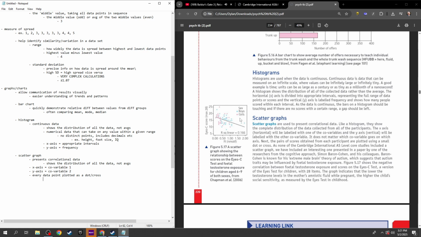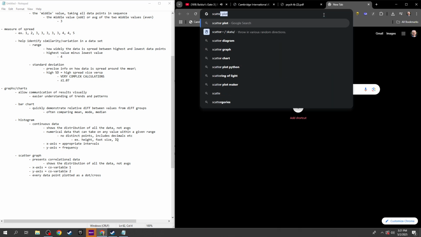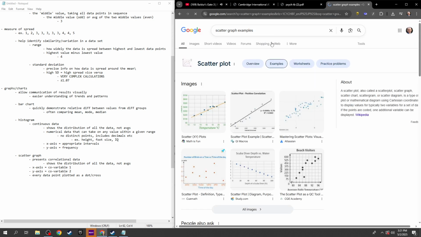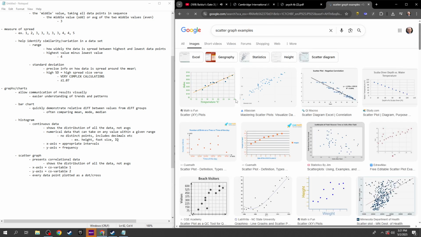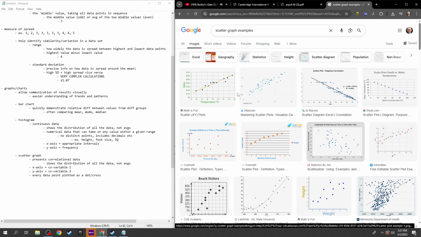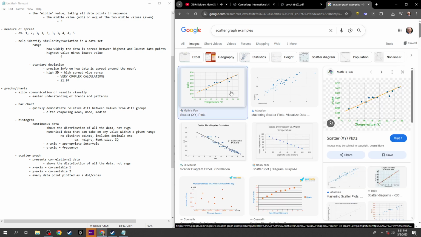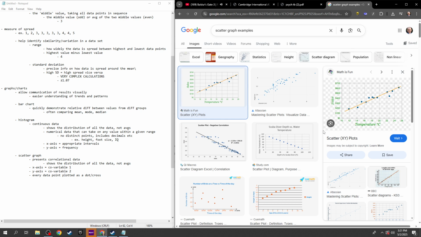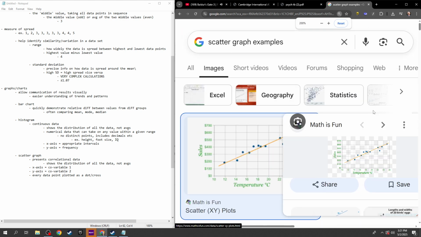And we can see here, this is a negative correlation, so we'll get into that for a second. But let's just look at a scatter graph example that's easier to see. This is a classic, right?